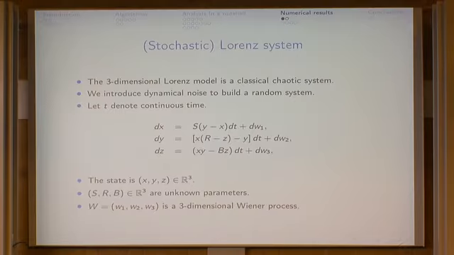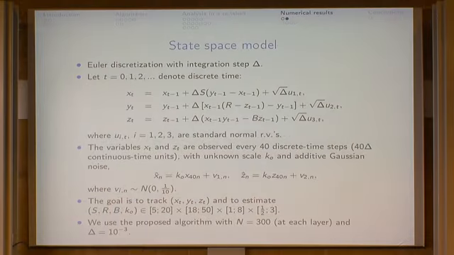Very quickly, in 30 seconds, just a few plots, few figures. We applied the algorithm to a classical Lorenz system, so in 3 dimensions. The system is described in this way, but we, of course, discretize it. Looks like this. And so we have 3 state variables, and we have 3 unknown parameters.